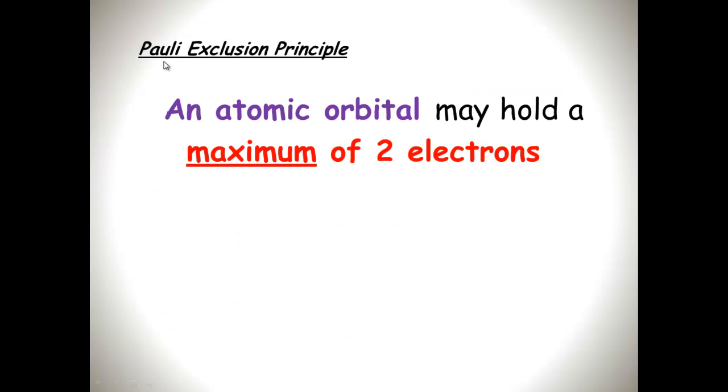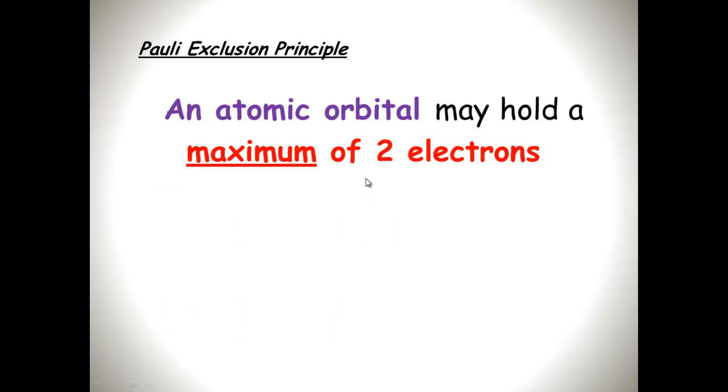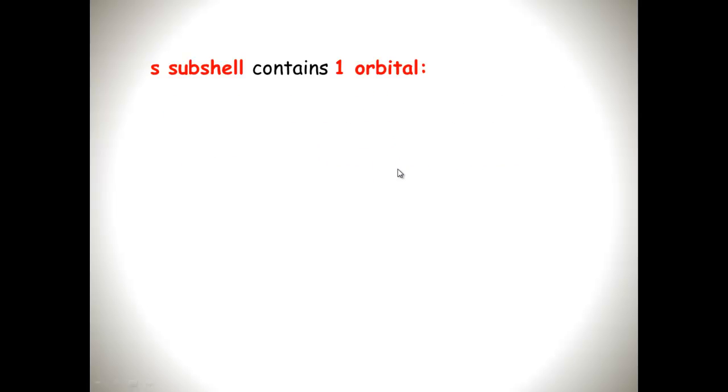because, according to the Pauli exclusion principle, an orbital can contain a maximum of 2 electrons. So each of these orbitals here can contain 2 electrons, or a maximum. It can have less than 2, so it can have 0 electrons, it can have 1 electron, but the most each can have is 2 electrons.